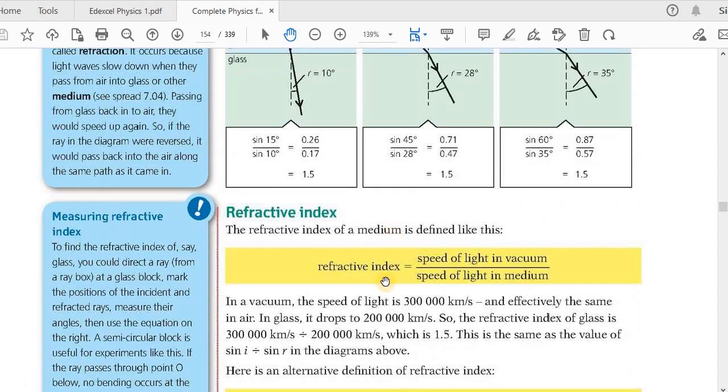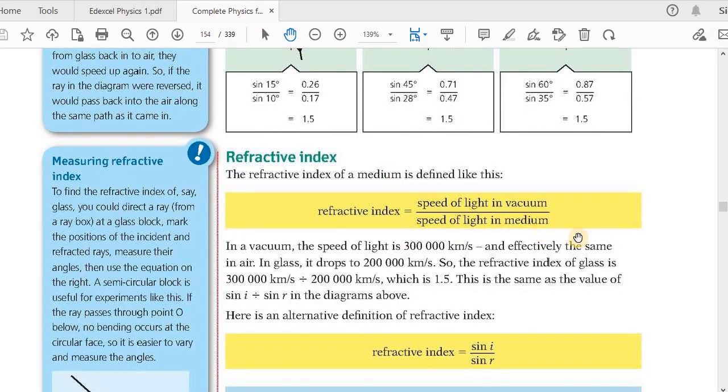The refractive index is the speed of light in vacuum divided by the speed of light in the medium. If the medium is air, for example, vacuum and air have almost the same speed, 300,000 kilometers per second, or 3 into 10 to the power of 8 meters per second. This is the speed of light in vacuum, which is effectively the same in air. So these two are almost the same. That's why the refractive index of air is 1.